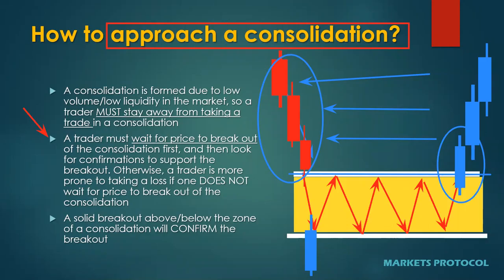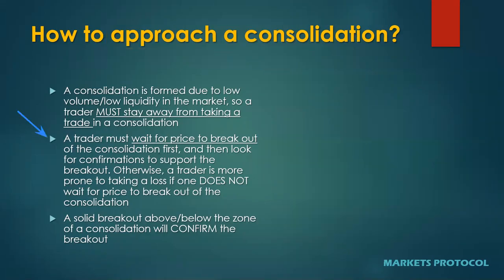But let's go back to our second point here. A trader must wait for price to break out of the consolidation first, then look for confirmations to support the breakout. Otherwise, a trader is more prone to taking a loss if one does not wait for price to break out of the consolidation. Just like we talked about in the example. We have resistance, and price is trying to break above this resistance.